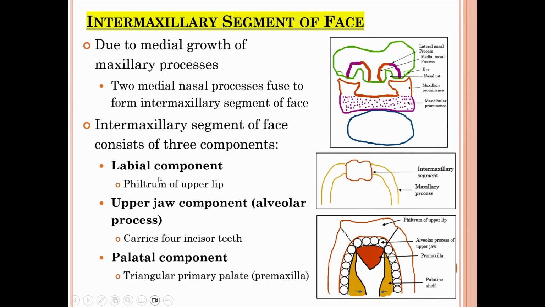So intermaxillary segment of face consists of three components. There is a labial component, which is forming the philtrum of upper lip. There is the upper jaw component here, this one, which comes from the alveolar process of maxilla and which has 4 incisor teeth. And then there is the palatal component, which is forming the primary palate, also known as premaxilla. So all these three things, the philtrum of upper lip, alveolar process of upper jaw, and premaxilla, all three are coming from the intermaxillary segment of face.